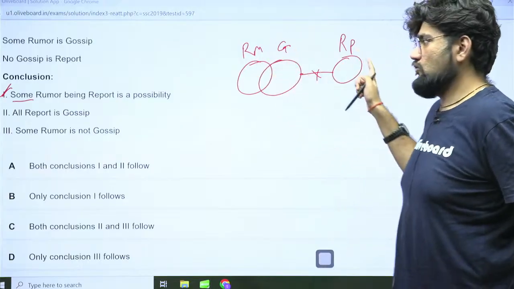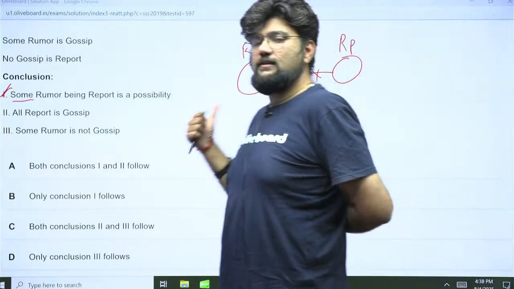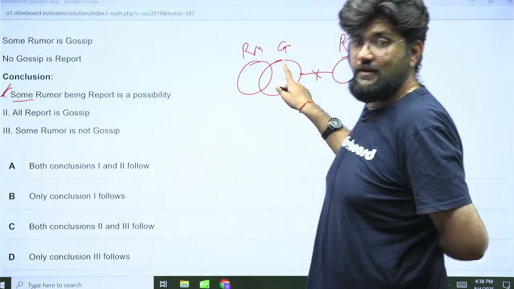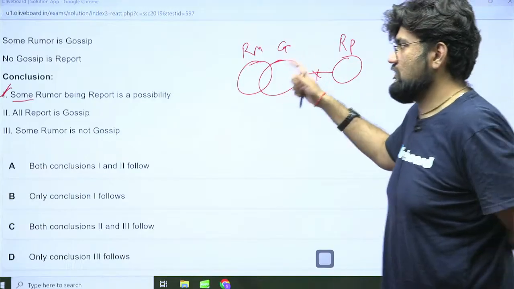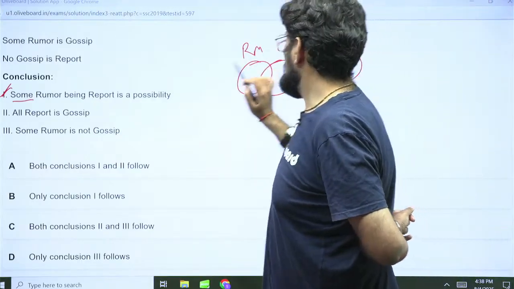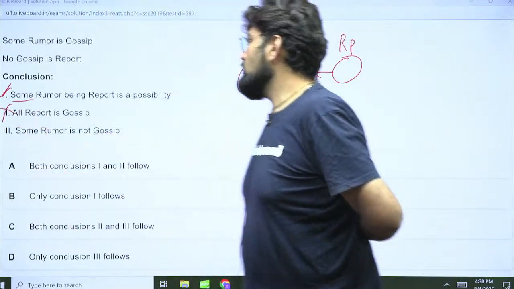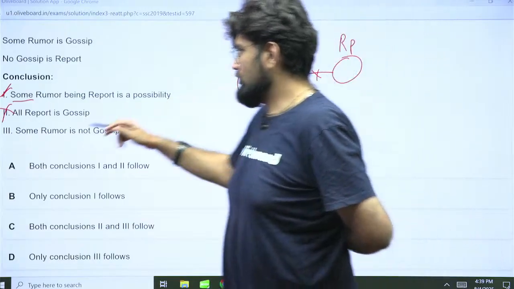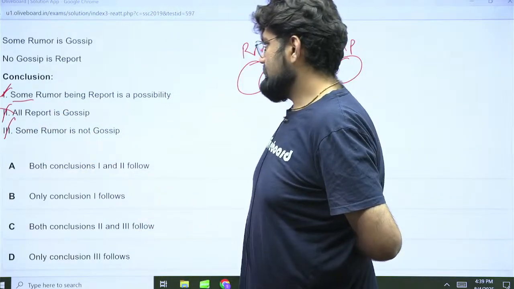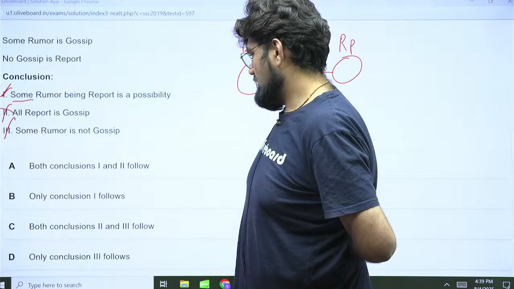Some rumor is not report, sorry. So there some of it being is a possibility. Okay, but all of it being will not be a possibility because some part is restricted. All report is gossip? No, not at all. And some rumor is not gossip is also true. So only 1 and 3 follow. Okay, only 1 and 3 follow.